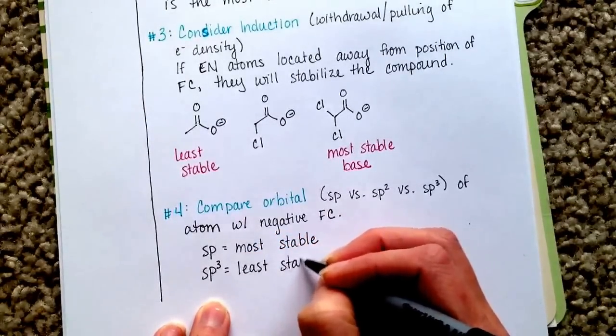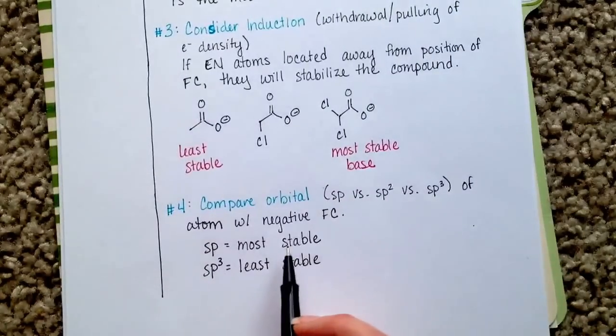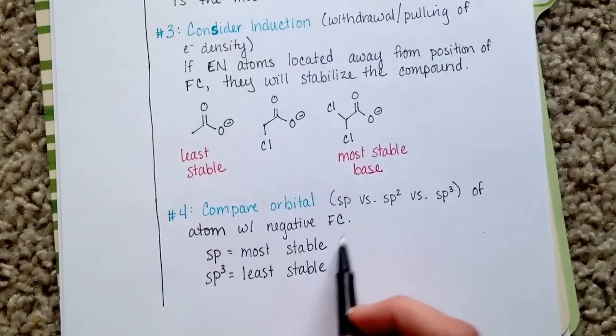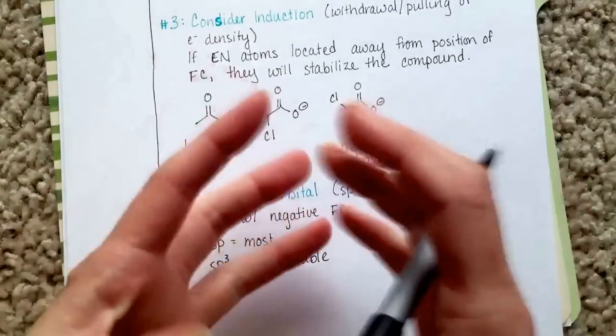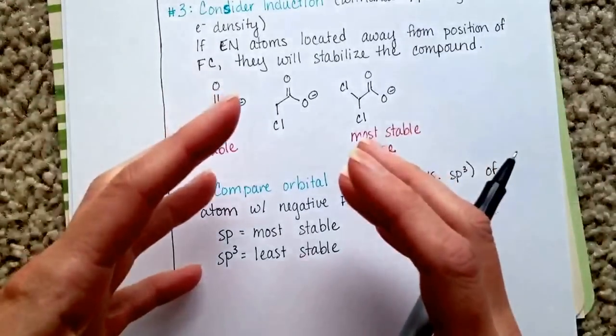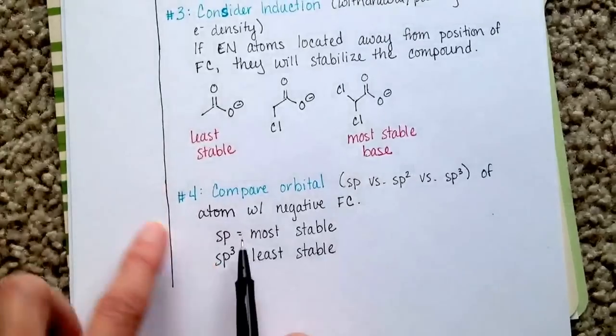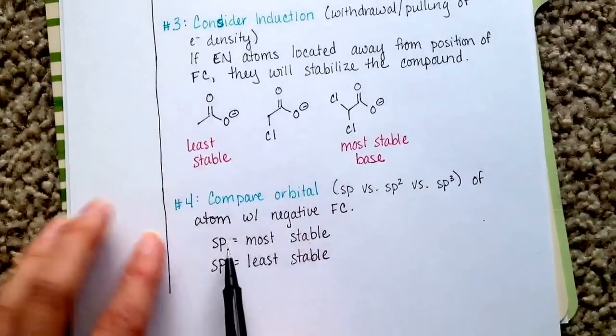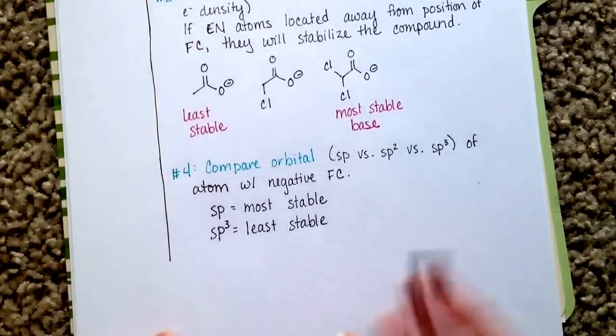And the reason for this is that the sp orbital is stubbier, it's rounder and shorter. So the electrons that are in an sp orbital are held more closely to the nucleus, and therefore they're sort of stabilized by the positive charge of the protons that are in the nucleus.